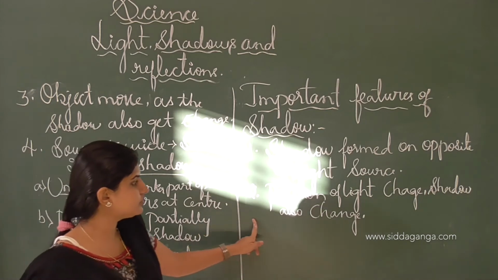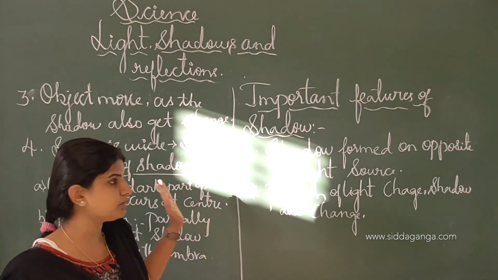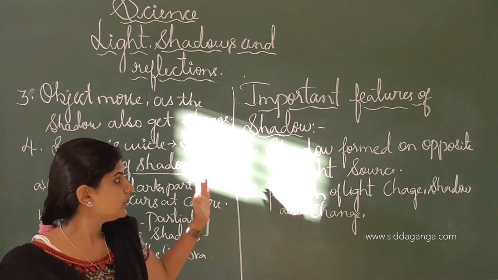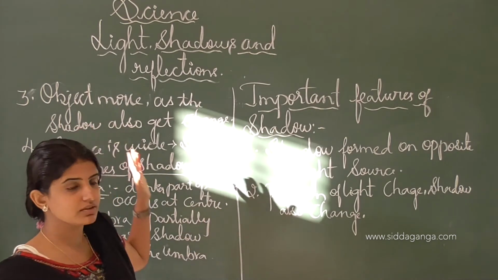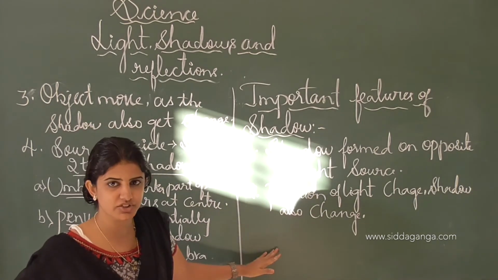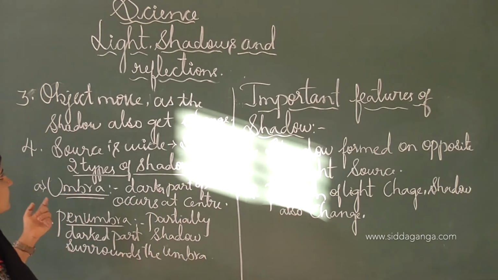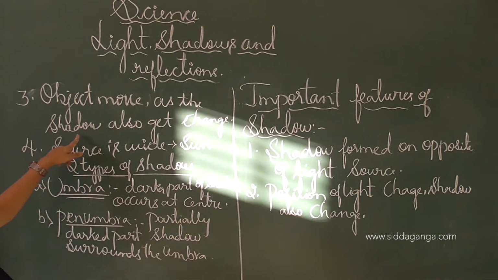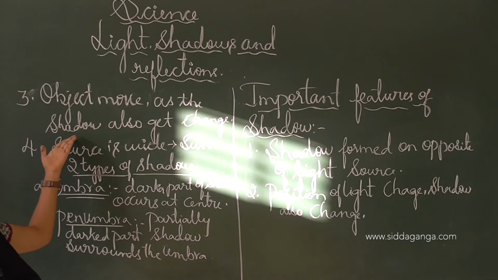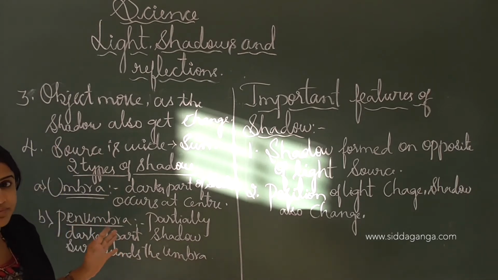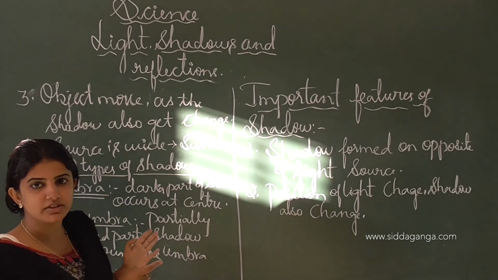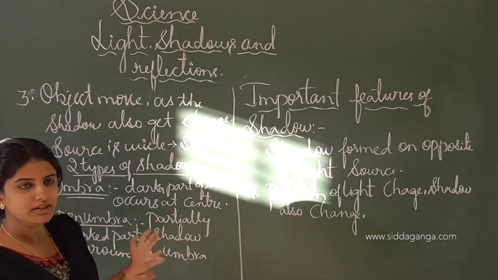And the next one is that the position of the light changes. If the position of the light changes to here, then the shadow also changes. It is the second important feature of the shadow. And the next one is, as the object moves, the shadow also gets changed. When the object is moved, the shadow also gets changed. If the source of the light is changed, then the shadow will also get changed.